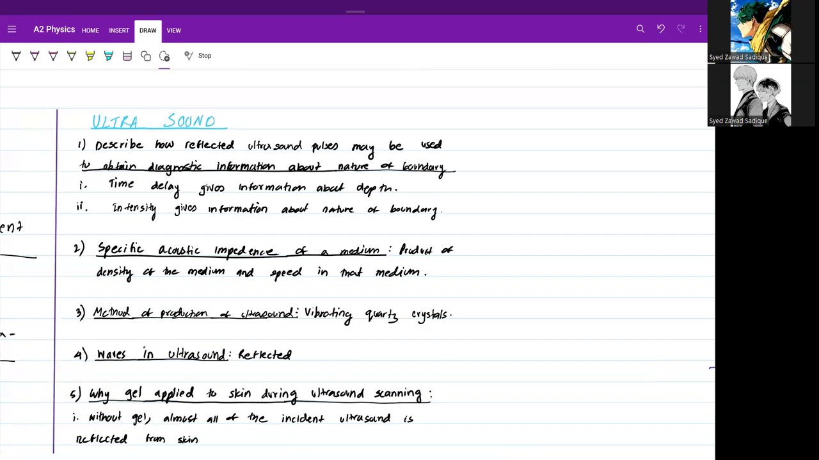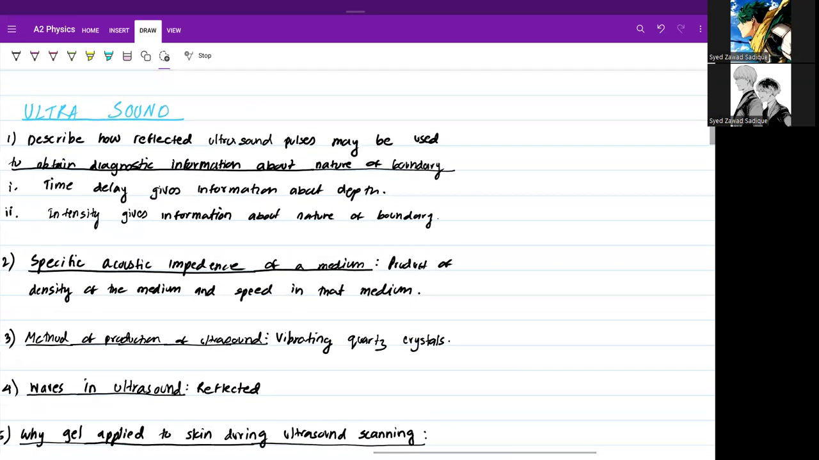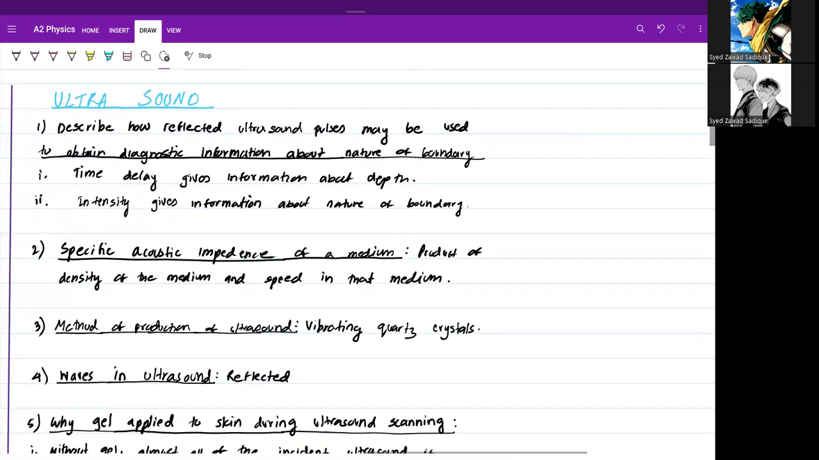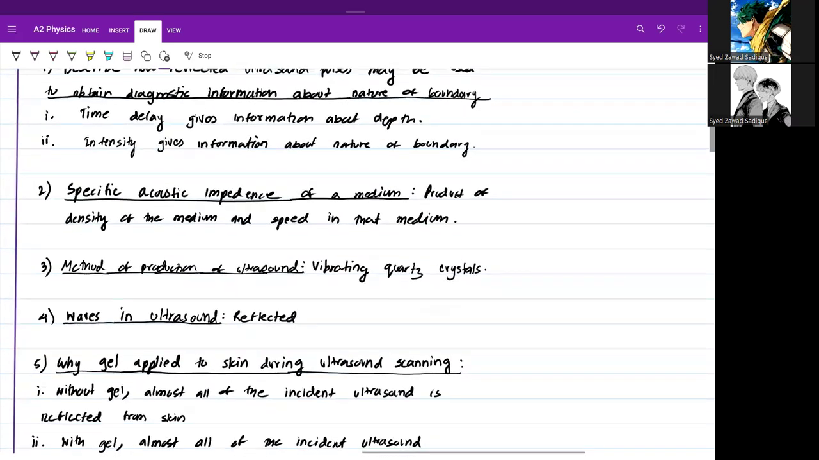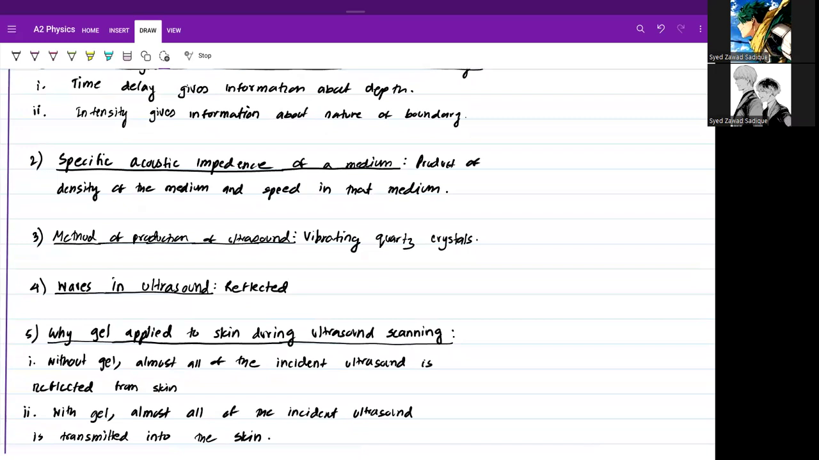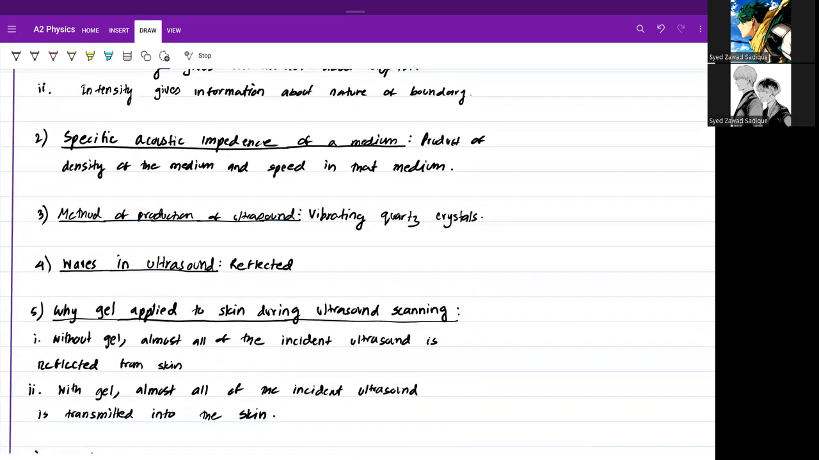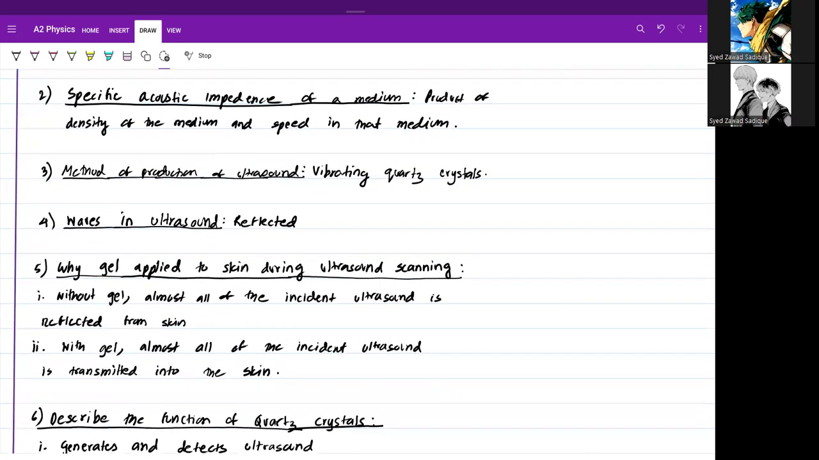It's bigger than X-rays. So, ultrasound. Describe how reflected ultrasound pulses may be used to obtain diagnostic information about the nature of a boundary. So you can say time delay gives information about depth, intensity gives information about nature of boundary. Specific acoustic impedance of a medium is the product of density of the medium and speed in that medium. Method of production of ultrasound: vibrating quartz crystal. Waves in ultrasound are reflected.